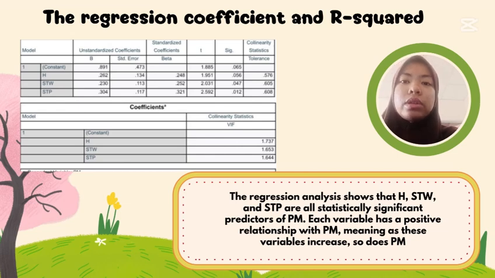To emphasize, all three independent variables are statistically significant predictors of PM. Each variable has a positive relationship with PM. STP appears to have the strongest association with PM based on the standardized coefficient, but interpretation should consider the variability of each predictor. Low VIF values indicate that multicollinearity is not a major concern.